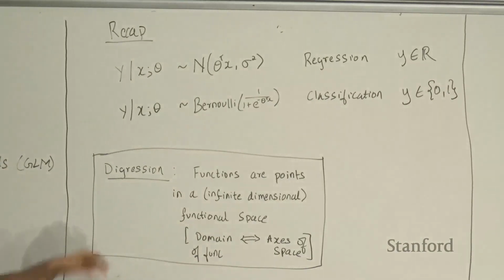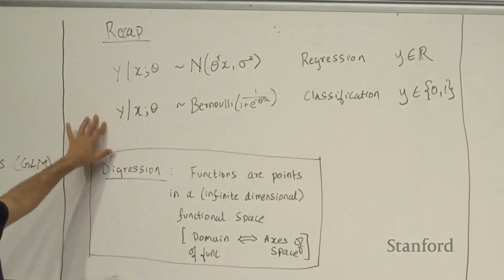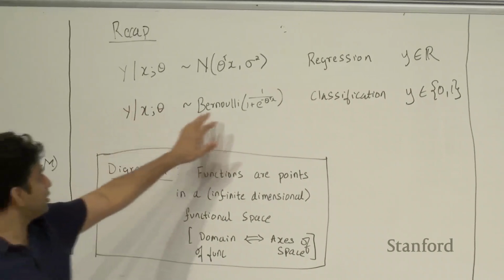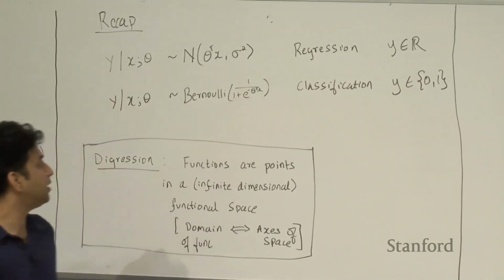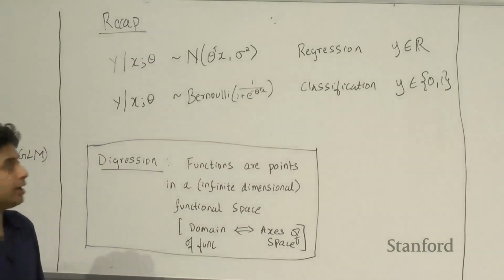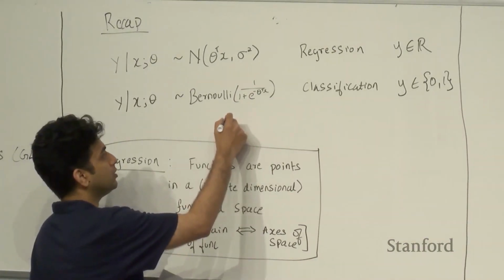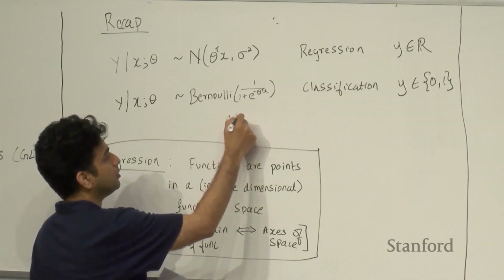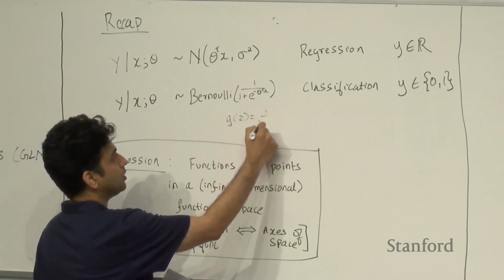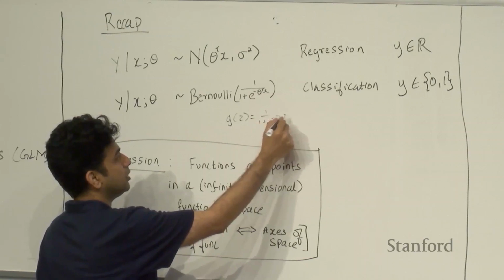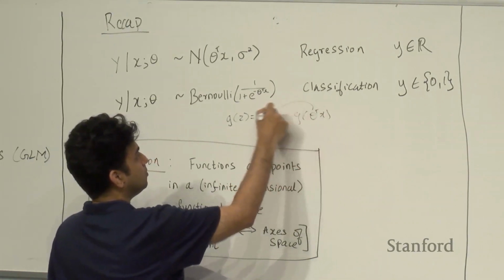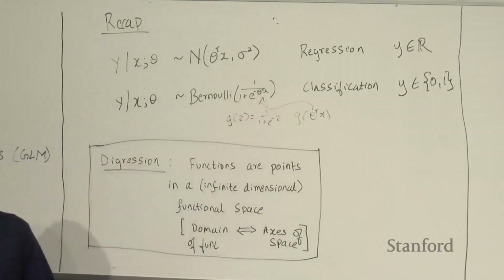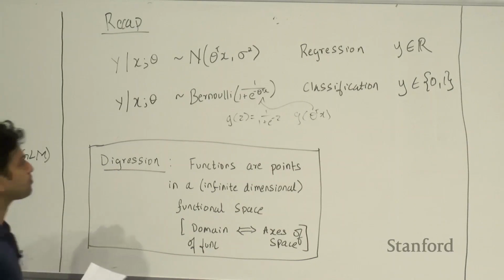It did not matter what sigma square was. In the case of classification, y given x was sampled from a Bernoulli distribution whose parameter was 1 over 1 plus e to the minus theta transpose x, right? We call this g of z equals 1 over 1 plus e to the minus z, and g of theta transpose x becomes the parameter of the Bernoulli distribution.